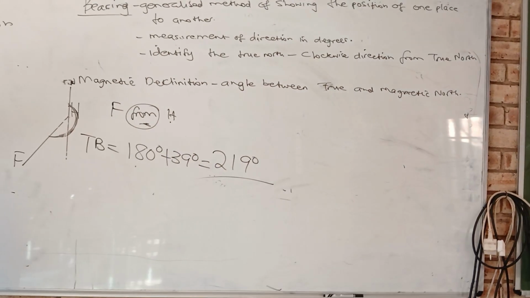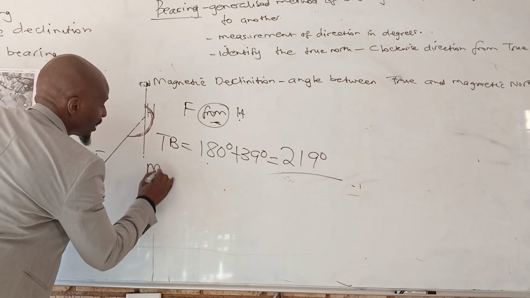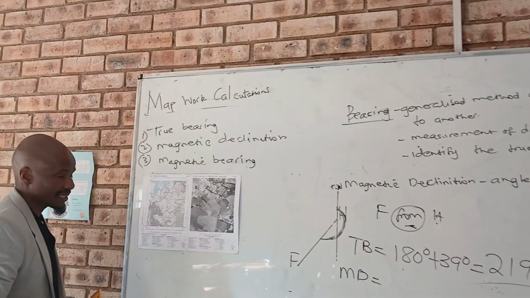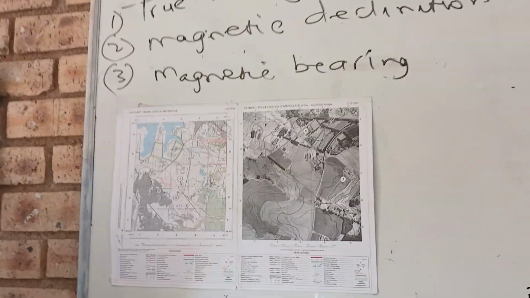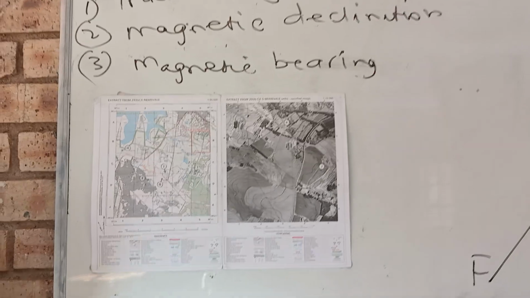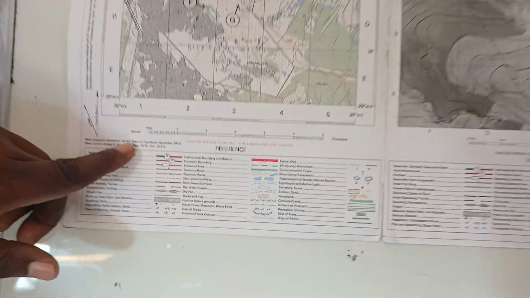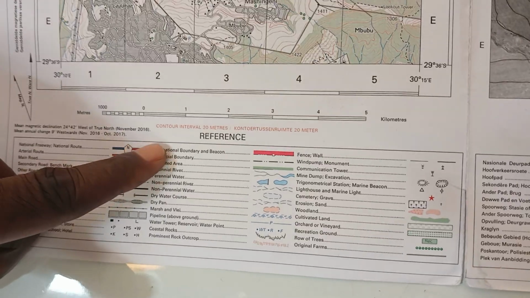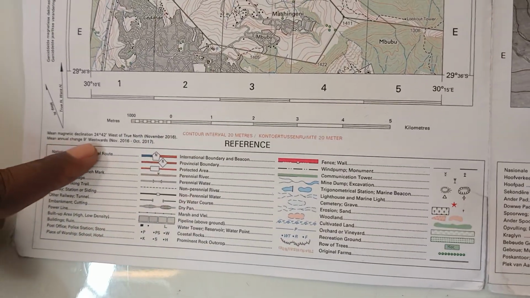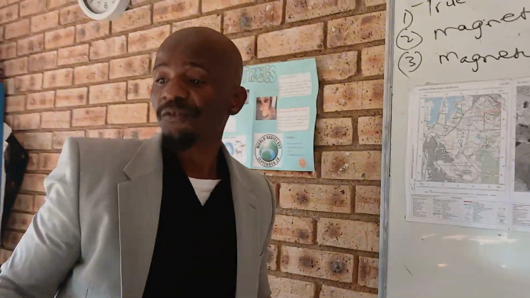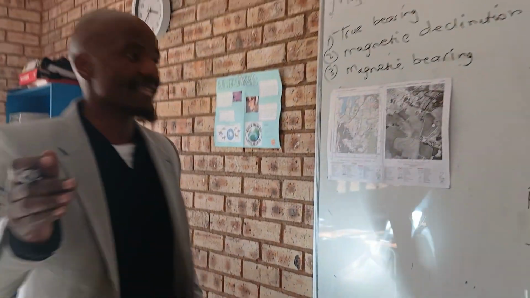Then from there, the next thing that we are going to calculate is what we call the magnetic declination. Come closer. With magnetic declination, there's information that is shown. As you can see here, there's mean magnetic declination, 24 degrees 42 minutes west of true north, November 2016. Mean annual change is also shown here. So how do you calculate your magnetic declination? You first consider the current year, the year that you are in.